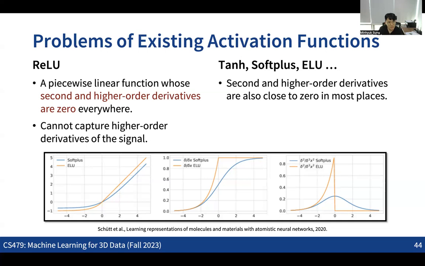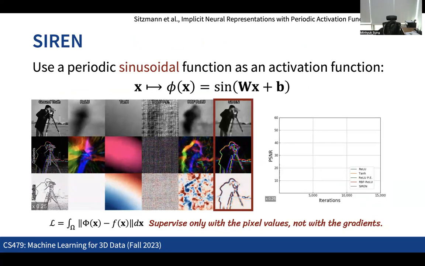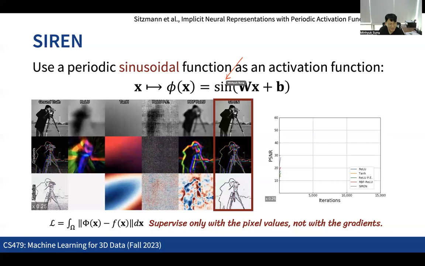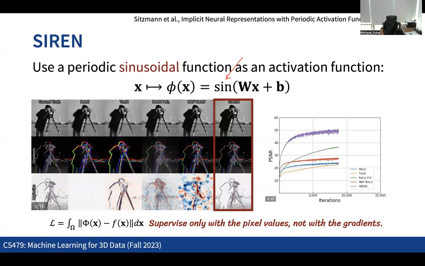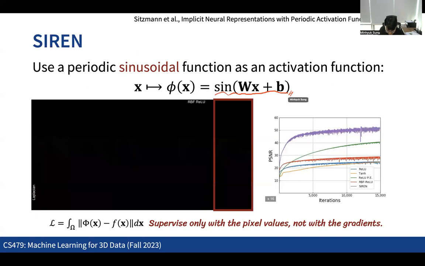So here the simple idea is that we are switching the activation function into a much more complicated function, I mean, in terms of the shape, not the formulation. Basically we are taking a sinusoidal function as our activation function. The good thing is that for sine or cosine functions, the derivatives of any order cannot be zero, right? So when you use a sinusoidal function as the activation function, we can reconstruct an implicit function whose second or higher order derivatives are non-zero.